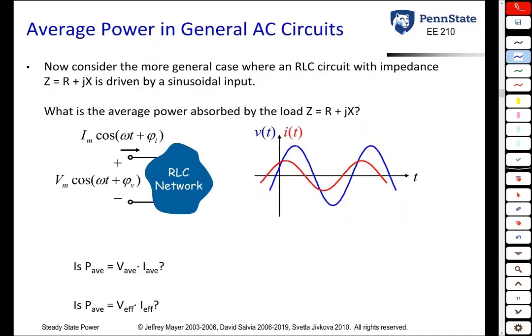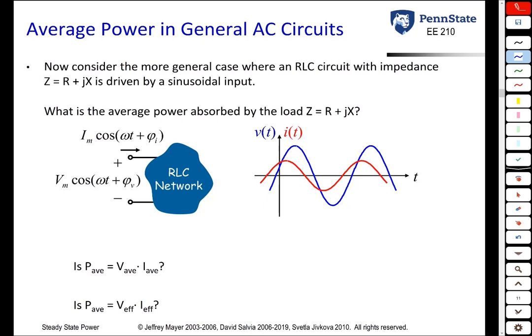What is the average power in a more general AC circuit? Now we're looking at the case where the impedance is not just a real resistance R, but has a complex form, R plus jX. In other words, you might have a circuit with both capacitors and inductors in addition to resistors. So let's look at what happens here.